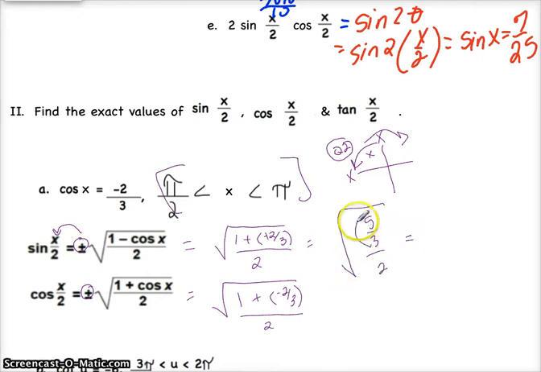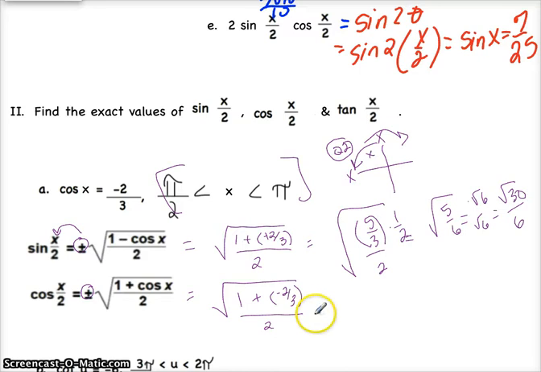To divide, we keep it, switch it, and flip it. And the reciprocal of 2 is 1/2. So that gives us the square root of 5 over 6. If you want to rationalize, you may. If we multiply top and bottom by the square root of 6, that would give us the square root of 30 divided by 6. 30 is 2 times 15, which will not reduce. Again, you do not have to rationalize.